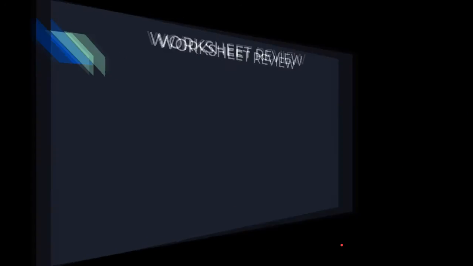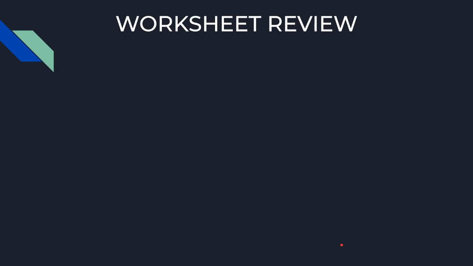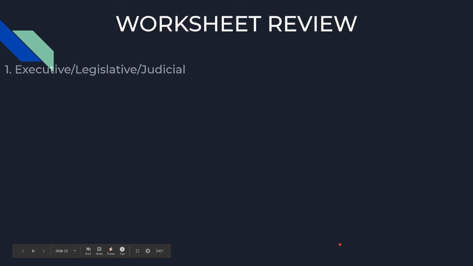So now we're going to do some worksheet review to make sure that your answers are the same as mine. So take the time and write in the correct answers after I read it. Pause the video if you need, and let's get on. So question number 1 asked, name one branch or part of the federal government. So there's the executive, the legislative, and the judicial. All you need is one of them.